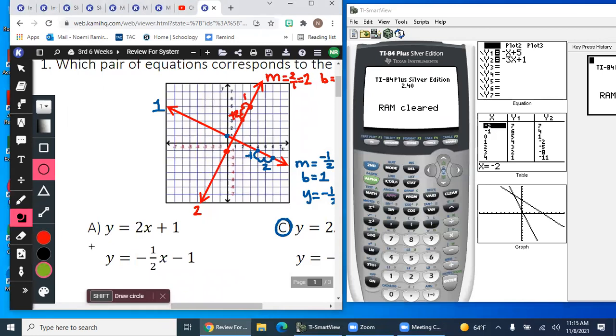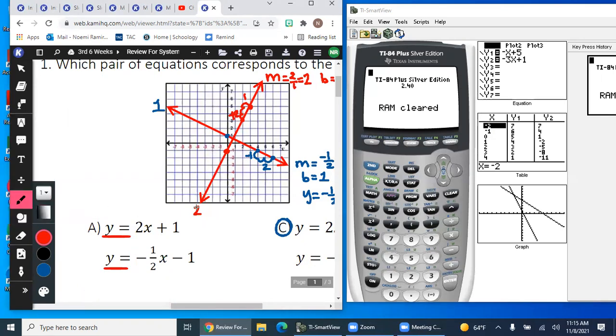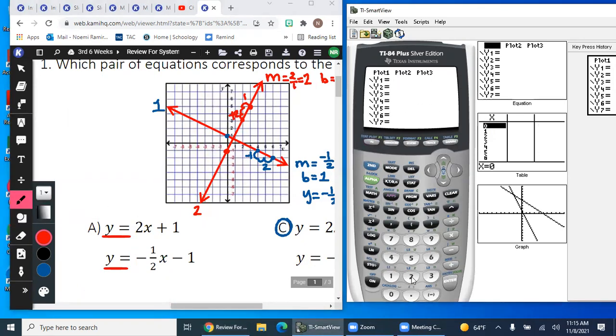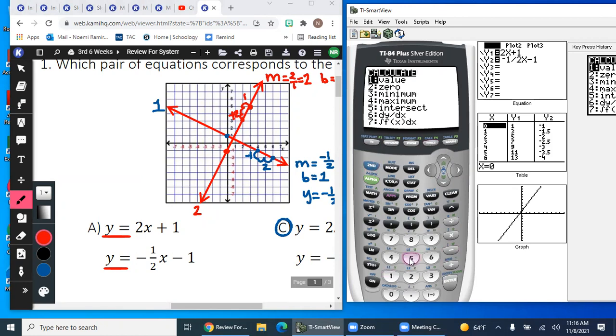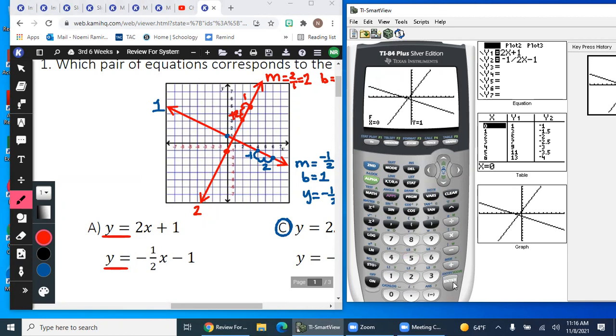The intersect method works when your equations are already in y equals; otherwise you should already know that I would use matrix. So I'm going to go to y equals and type in 2x plus 1 and then negative 1/2 x plus 1. I prefer that you use alpha y equals, but I can't. I go second, trace, second calculate 5. We're looking for the point of intersection. Wait for those lines to graph and then press enter, enter, enter.